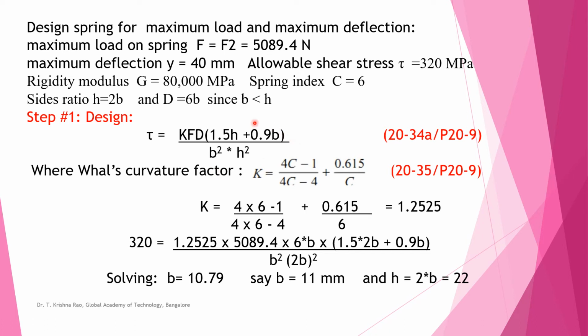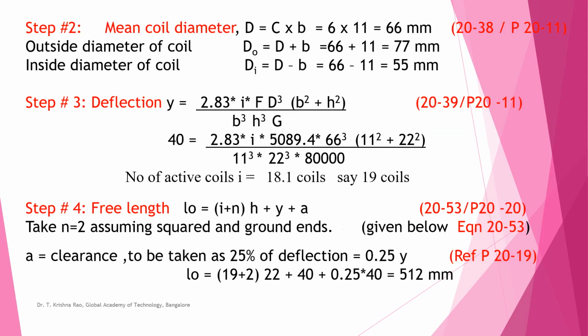So take the tau equation for rectangular cross section: K F D into (1.5H plus 0.9B) by B square H square. First find K. K is usually the same equation, (4C minus 1) by (4C minus 4) plus 0.615 divided by C. We get the K value as 1.2525. Then substitute H equal to 2B in the earlier equation, and capital D we have to substitute as 6 into B, with H as 2B. We can find the value of B as 11 mm. 10.79 we rounded off to 11 mm. Then H becomes 22 mm.